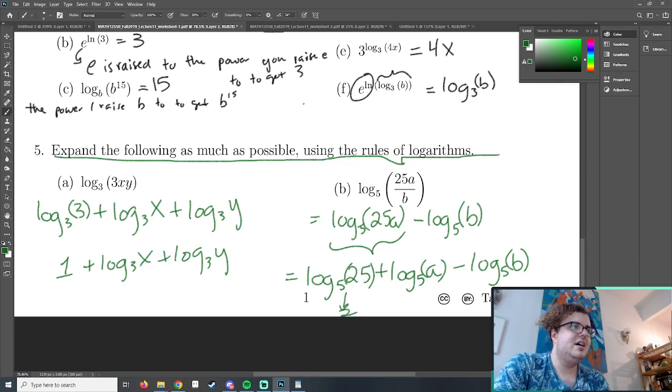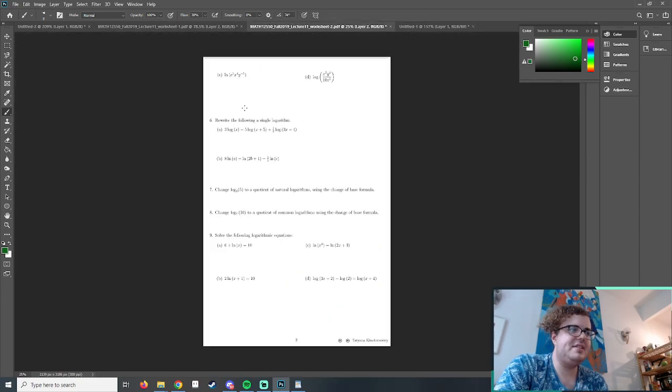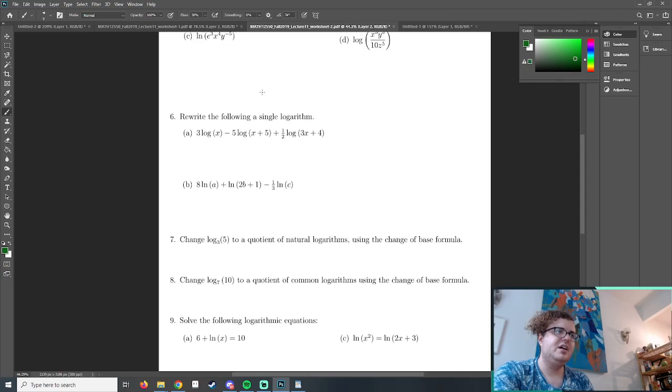All right, we're going to take a quick look at that next page. Hopefully the rest of this is mostly going to be stuff that you should be able to do with the information I've already given you.